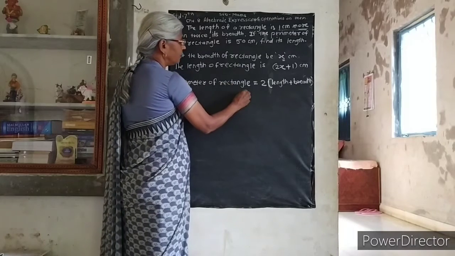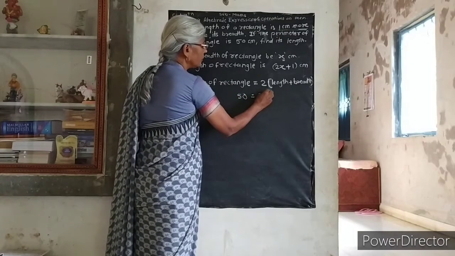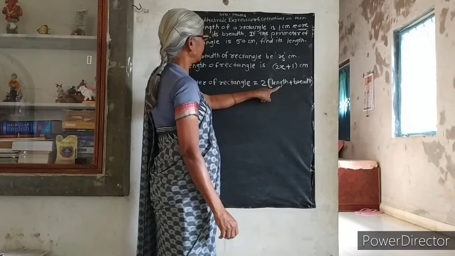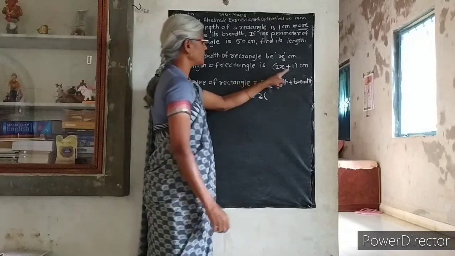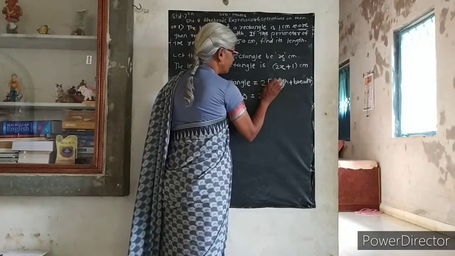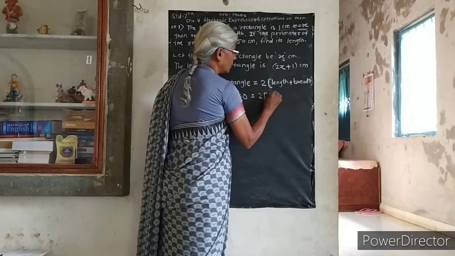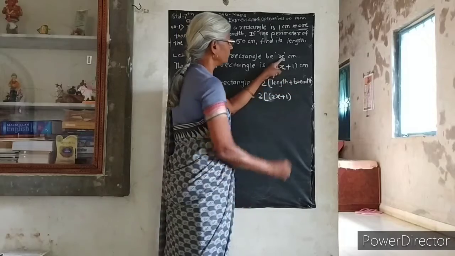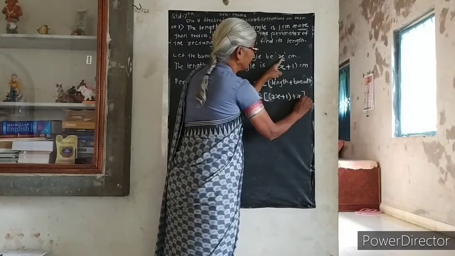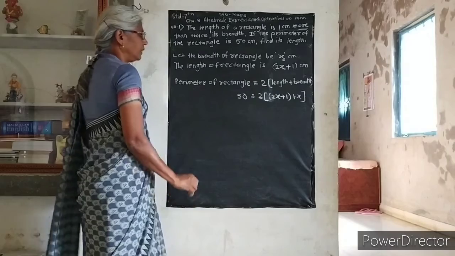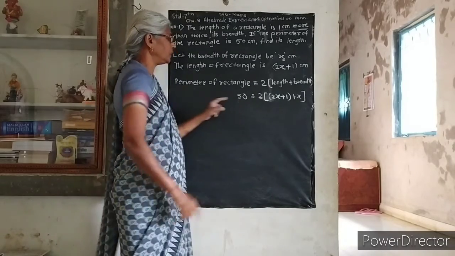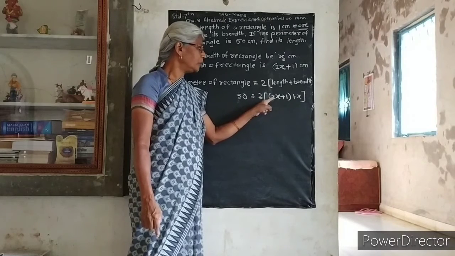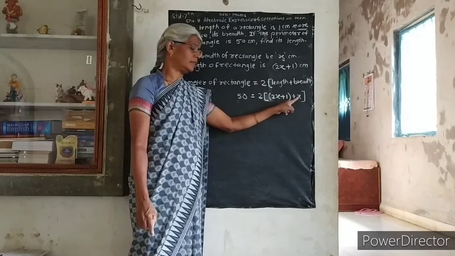Perimeter of rectangle 50 centimeter is equal to 2 in bracket the length of the rectangle. What is the length? 2x plus 1. Plus breadth. What is the breadth? Plus x. We get the equation like this: 50 is equal to 2 into square bracket, length 2x plus 1 plus breadth x.